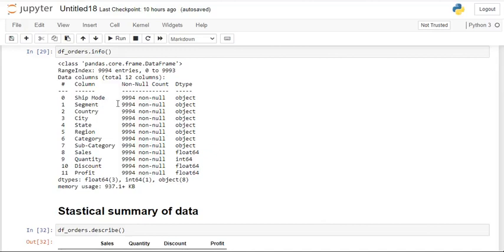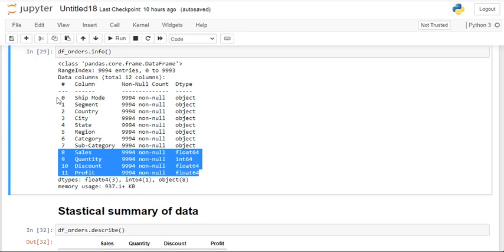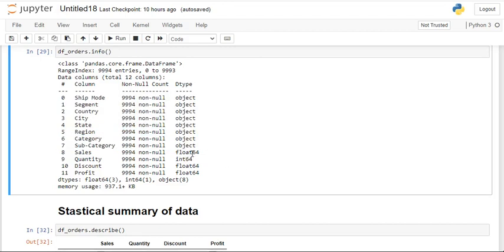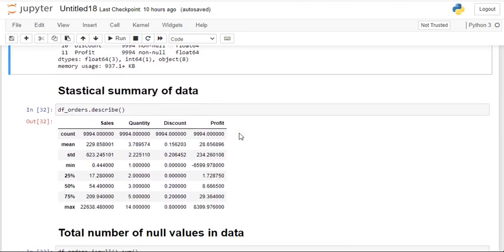See, object type, already earlier we have discussed in the starting what the different data types in the data set are. That is numerical data and textual data. Here there are 4 numerical columns: sales, quantity, discount, profit. These 4 are numerical data, and the remaining 7 columns are textual data. And there is float, and integers are there, and total RAM used is 937.1 plus KB.